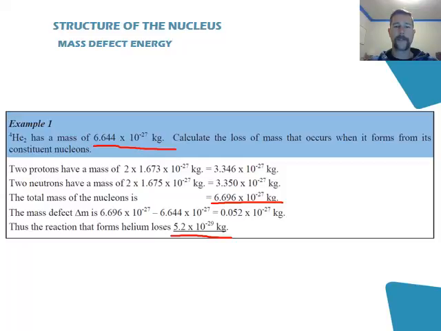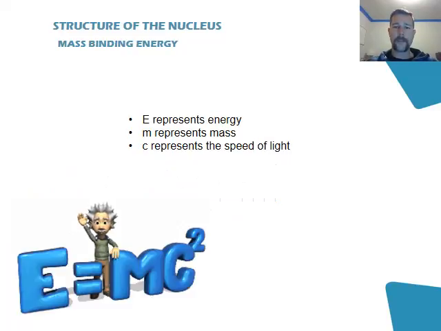So where did this come from? The change in mass of a nucleus compared to its component parts can be related to the parts being in a lower energy form when they form the nucleus. This is given by the equation E equals mc squared. E represents the energy measured in joules, m is the mass in kilograms, and c represents the speed of light in meters per second.